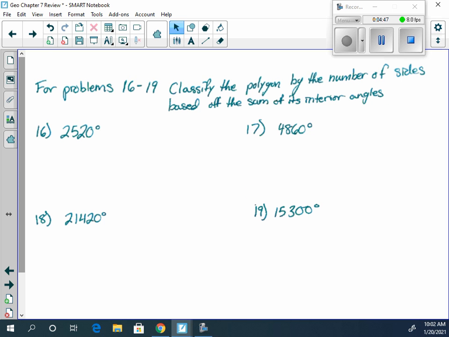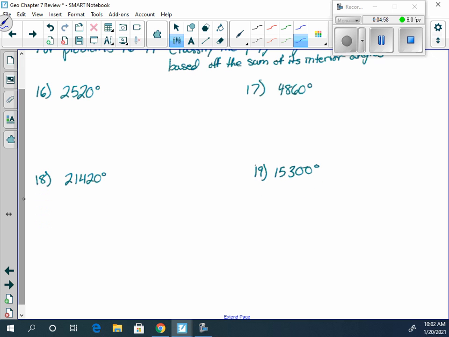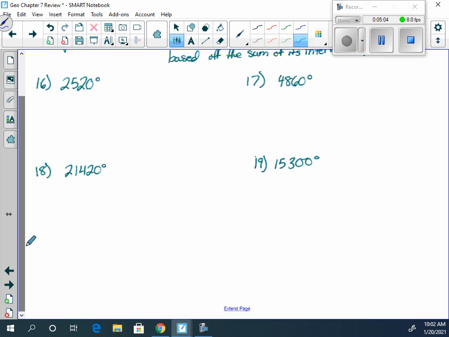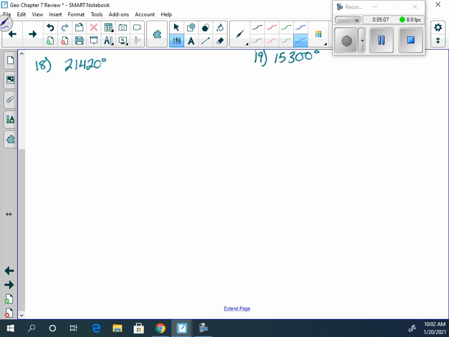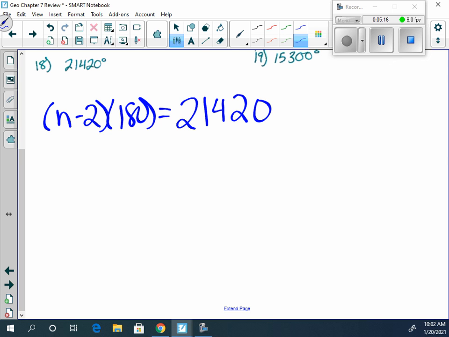Classify the polygon based off the sum of the interior angles. So these here, any one of these in particular you want to look at? I'll take 18 then. So if we look at number 18, well, I know that the sum of the interior angles is n minus 2 times what? 180. And it told us that the sum is 21,420. So we can use this formula, n minus 2 times 180, gives us the sum of the interior angles, which we've been told is 21,420.